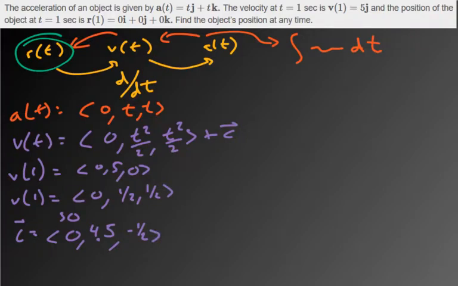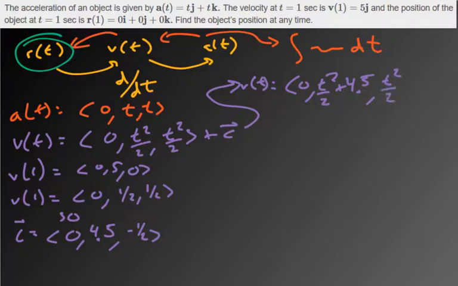So then you can get a full-fledged velocity vector. Your velocity vector would look like 0, t squared over 2 plus 4.5, since I'm just adding the c vector to v. And then k would look like t squared over 2 minus 1/2.